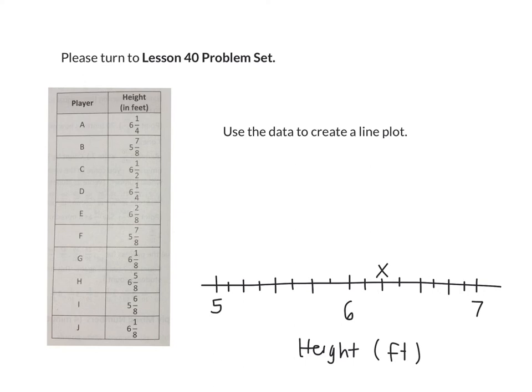Player B is 5 7/8. I know that 5 7/8 is just 1/8 less than 6. So I'm going to write that there. Go ahead and move through each piece of data and mark it onto the line.